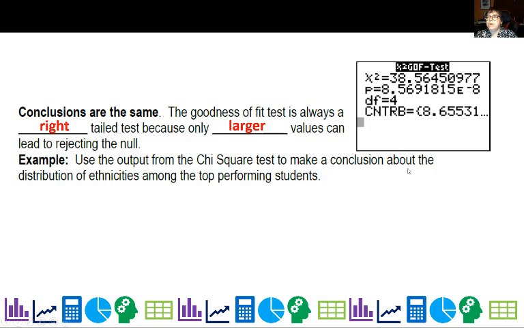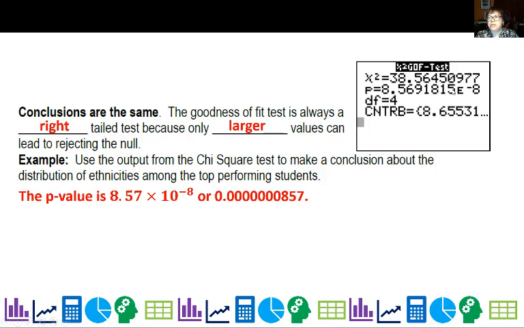Looking here, my p-value is 8.57 times 10 to the minus 8. A lot of you, when that e to the minus 8 comes up, you're like, oh, the p-value is 8.57. It can't be bigger than 1. It's 8.57 times 10 to the minus 8. That minus 8 means I move the decimal over from this 8.57 8 places. 1, 2, 3, 4, 5, 6, 7, 8.